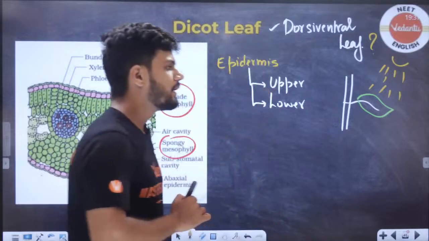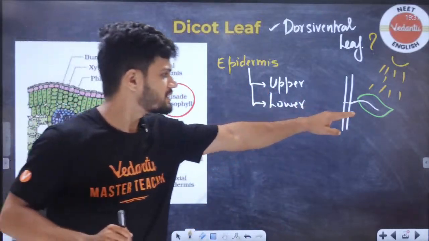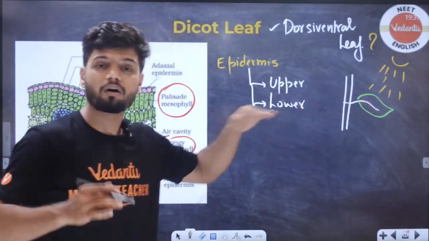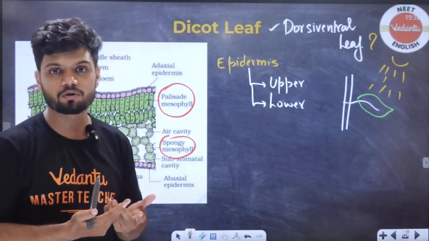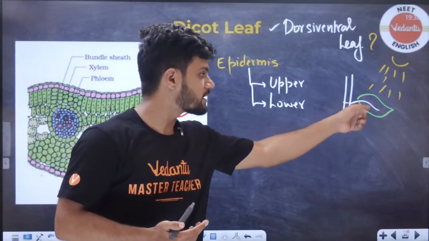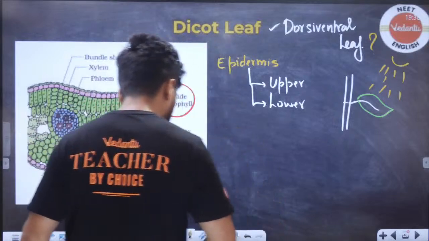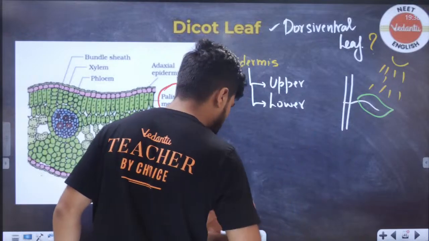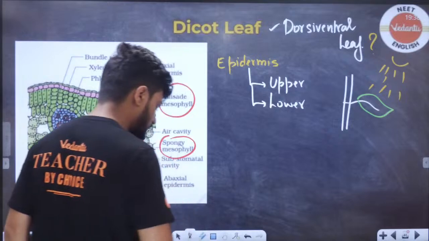Now students, tell me, in which side do we have more stomata? If sunlight is coming from the top, obviously we need to avoid the stomata there because of transpiration loss. Yes or no? So which side do you think will have more stomata, upper side or lower side? Obviously on the lower side. On the lower side we can find more stomata.